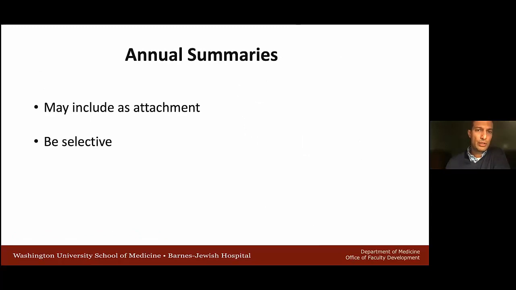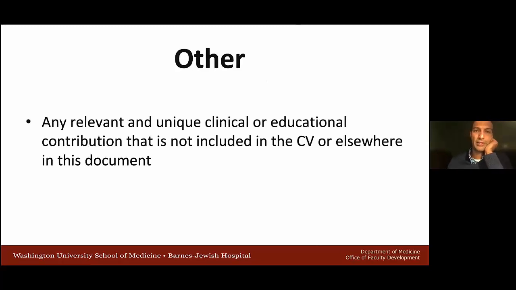In terms of annual summaries, you can include it as an attachment. You don't have to include everything. This could be either work production. And then the other is just that: it's anything else that you feel is important to highlight for you as a faculty in terms of what you bring to the table, how you spend your time to make yourself a proud member of our faculty. If it doesn't fit neatly somewhere on your CV and it doesn't fit neatly somewhere else on the CEP, then it should go here.